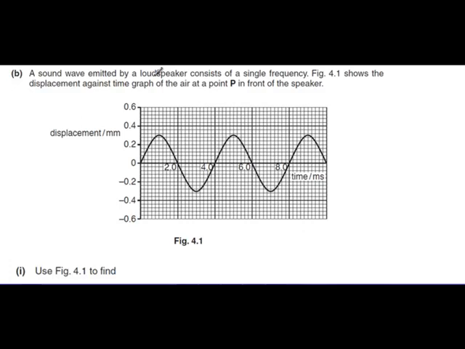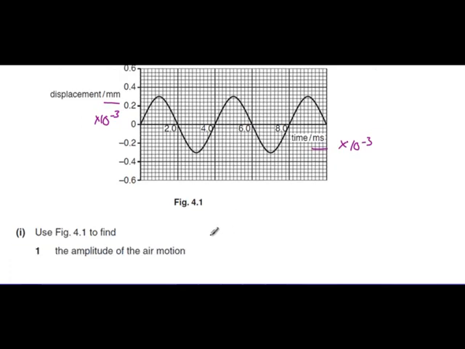So this is a sound wave emitted by a loudspeaker, single frequency, so displacement. I'm checking that the units are millimeters and this one's milliseconds. So whenever I say a milli, it's times 10 to the minus 3. And this is times 10 to the minus 3, and I'll write it underneath so I don't forget when I come to do my calculations.